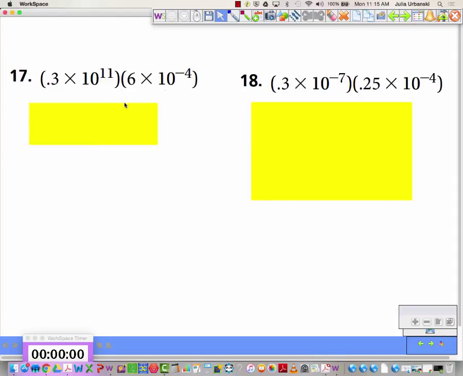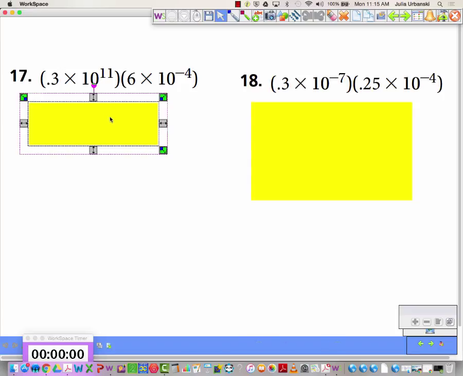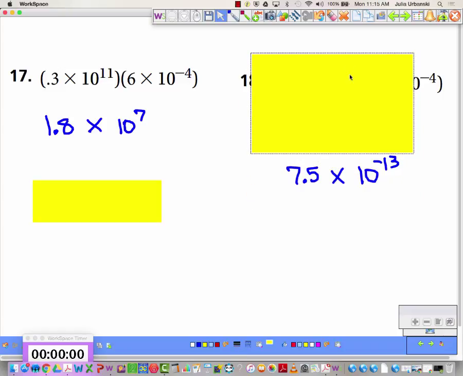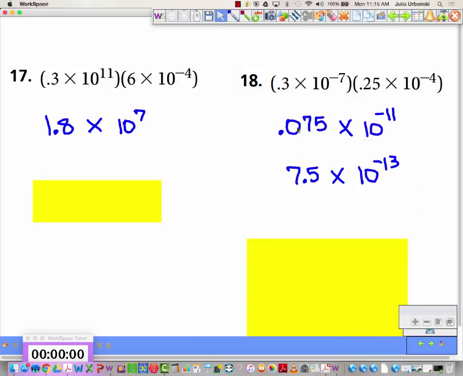What do you get? Did you have to do anything to that? No, the 1.8 is fine as it is. Number 18. What do you get for the first step? 7.5 times. Okay, so you get the final answer. The middle step was 0.05 times 10 to the negative 11. And then you have to move this one 2 places over. Any questions on number 18?